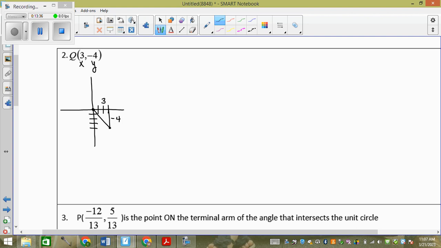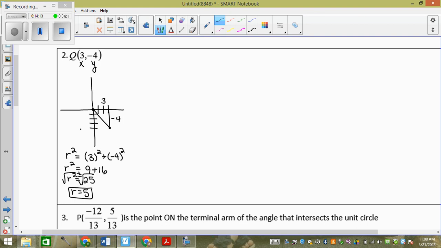So we do r squared equals x squared plus y squared. So r squared equals 9 plus 16. r squared equals 25. Square root, plus or minus, and our radius is always positive. So when it's a coordinate, it's actually easier. You're going to get radius, so it's going to be positive. We're going to do trig ratios right away, which are not as easy.